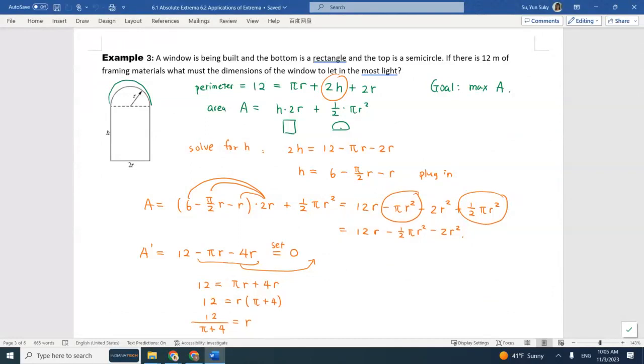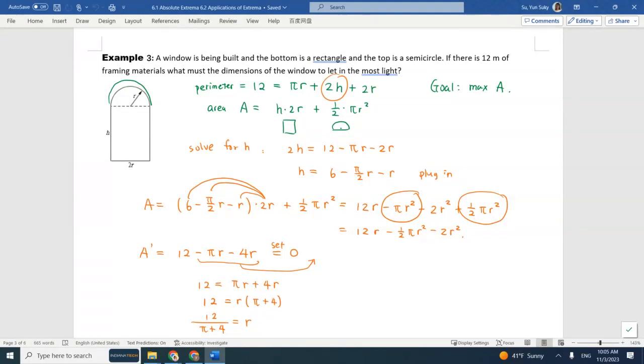We want to maximize the area, so we want to take the derivative. But this is a function of 2 variables. We cannot differentiate a function with 2 variables. There must be another relation so we can reduce the number of variables. The other relation is here, 12 meter. You can look at the units and figure out what it is. Meter is length. Perimeter is length.